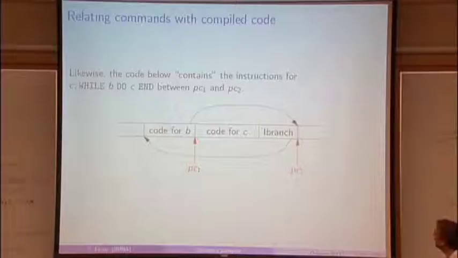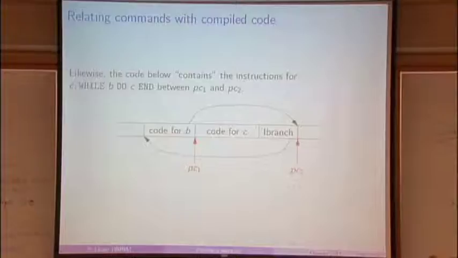And likewise for a while loop, so here you need to squint. Say we are here just after the conditional test, and now I claim that between this point and that point I have the instructions for C while B do C end. And indeed I have the code for C, and I have a branch that takes me back to the code for while B do C end.